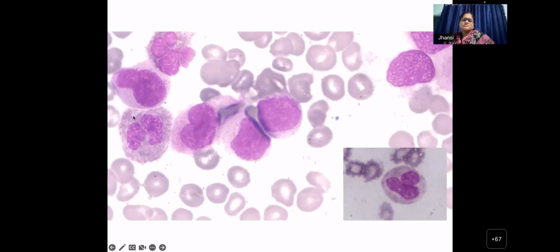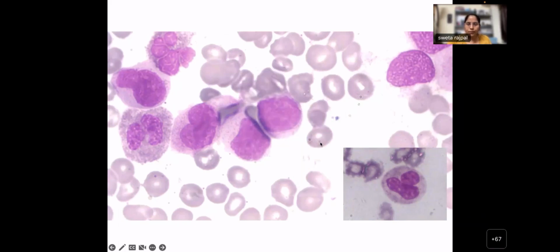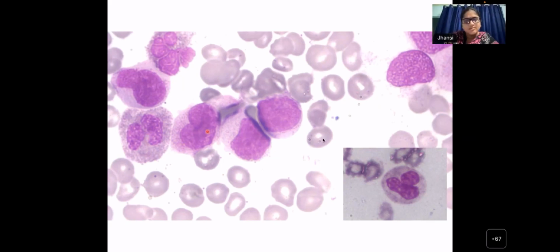What is this cell that we see here? Jhansi? Can you see my pointer? I'll just change it to laser. This cell that you see. Neutrophil, ma'am. Okay. Anyone else have a different opinion? Eosinophil, ma'am. Yes. So Ruvini correctly said that this is an eosinophil precursor.